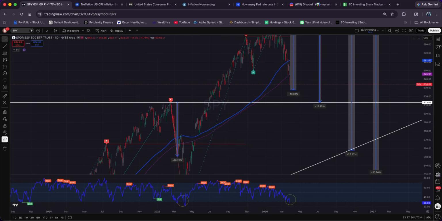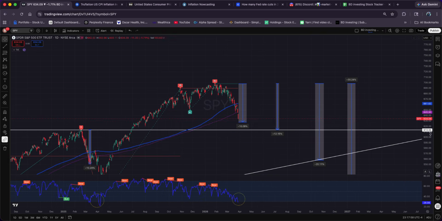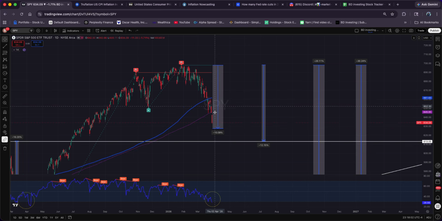But let's say tomorrow we get a nice taco. Trump says there's a deal happening. JD Vance is in Pakistan, maybe something bullish, and we get a bullish engulfing candle. The S&P and Nasdaq are up 2%, 3%.